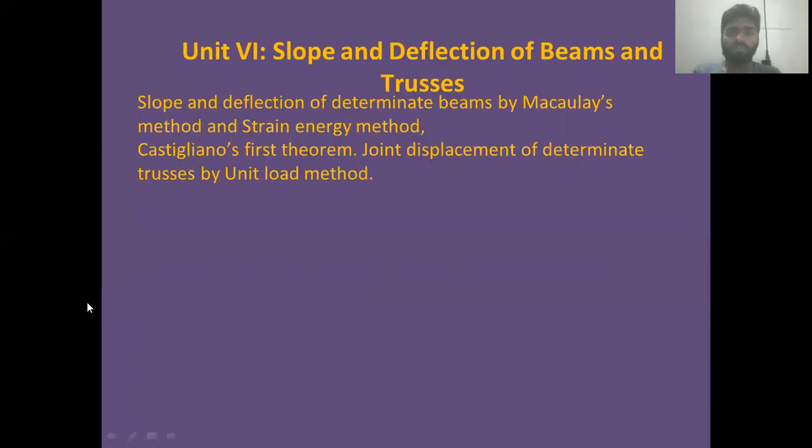Okay, so beams by Macaulay's method, this is one method, and stress strain method. Okay, so next is Castigliano's first theorem. Next is joint displacement method for determining determinate stresses by unit load method. So for joint displacement method, we have studied method of joints for determinate stresses in mechanics in the previous semester of diploma. Okay, so this is the syllabus of the mechanics of structure.